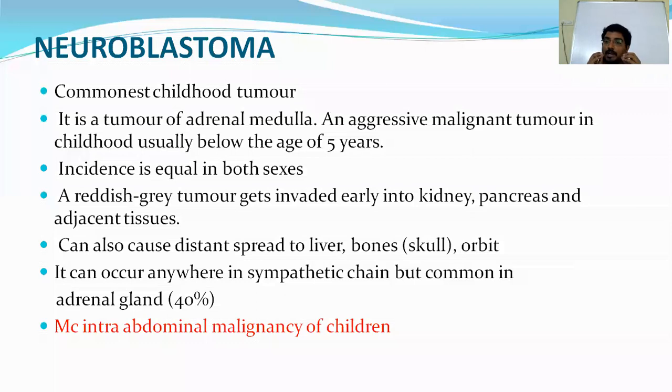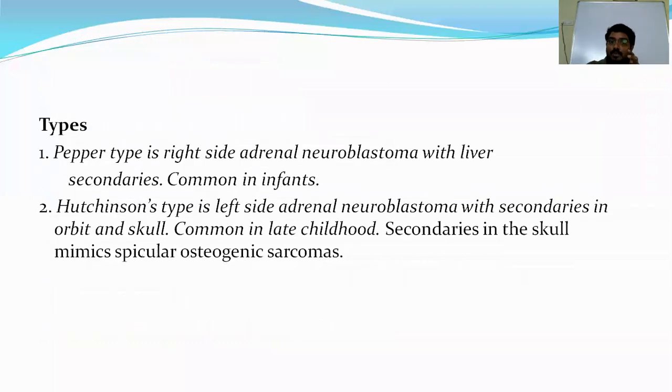The most common intra-abdominal malignancy in children is neuroblastoma. This is a university entrance bit. And there are two types: one is the Pepper type, and the second one is the Hutchinson type.